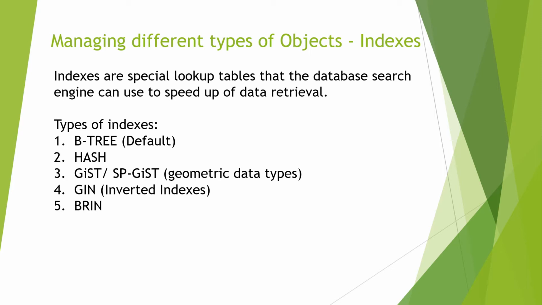The third one is GiST and SP-GiST, which is more suitable for geometric data types, like if you have a data type called circle, cube, point. In that case this is the more appropriate index type you can use. The fourth one is GIN, that is inverted indexes. This type is best suited where you have multiple values in a single column, for example arrays, HStore and JSONB data types. The final one is BRIN, that is nothing but block range indexes.